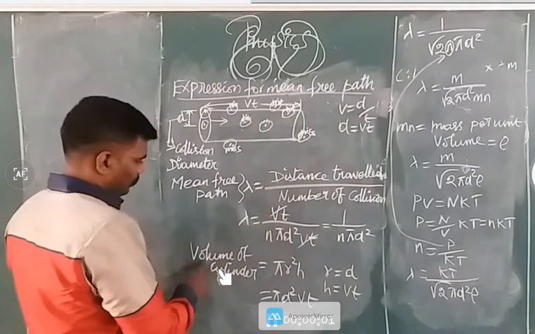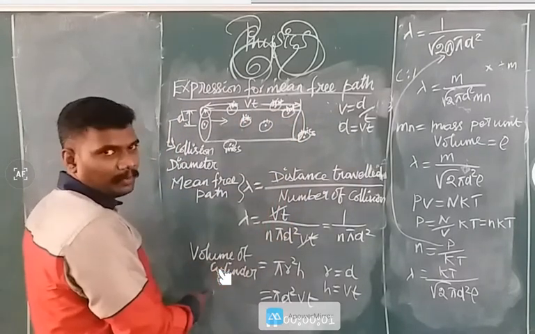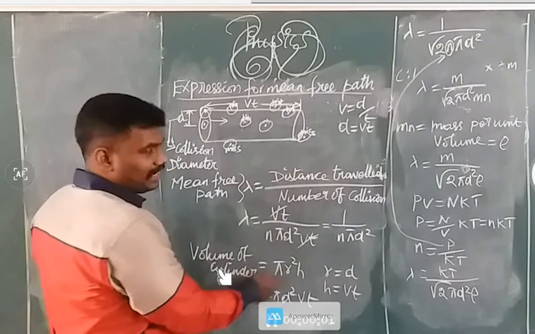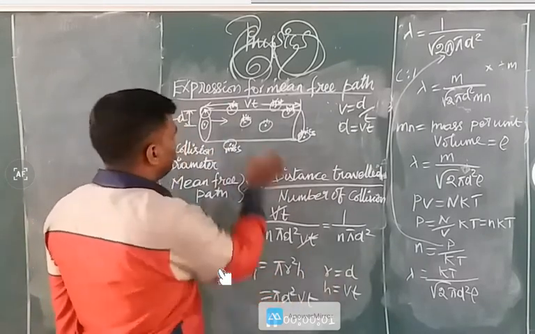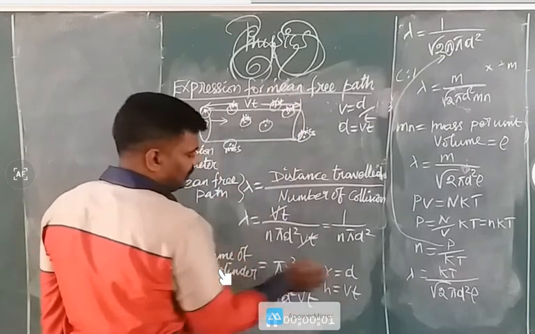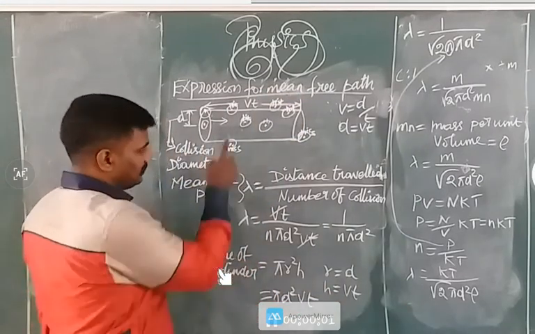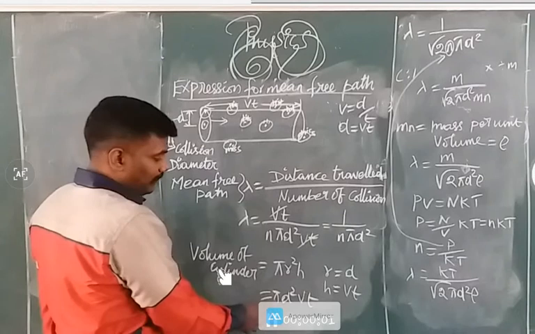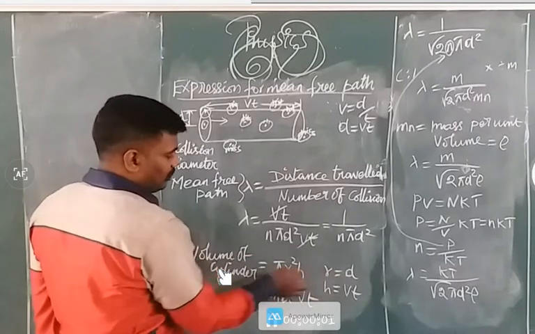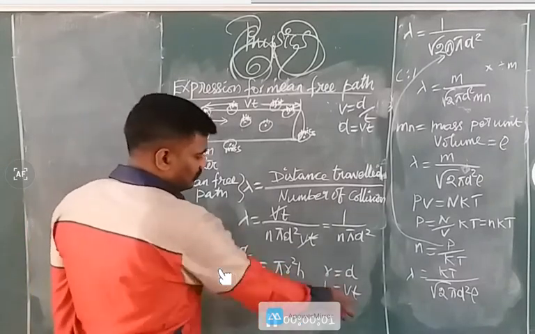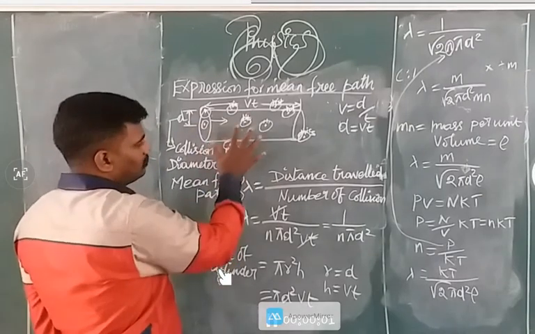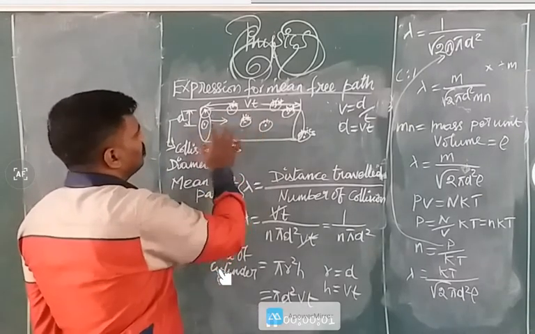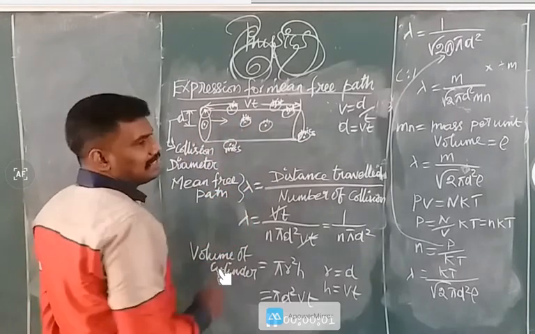So we already know the formula. What is the formula for the volume of the cylinder? Pi r square h. Here r is represented by d and x, the displacement, is represented by dt. So the volume of this cylinder is nothing but pi d square dt, because r square is d square and x is dt. So this is the volume of the cylinder. Now the number of molecules colliding within this volume of the cylinder.